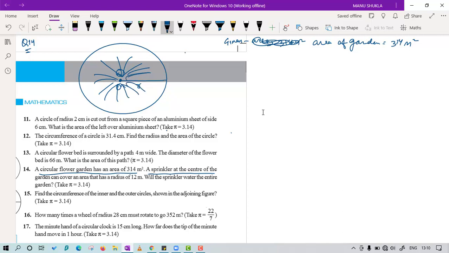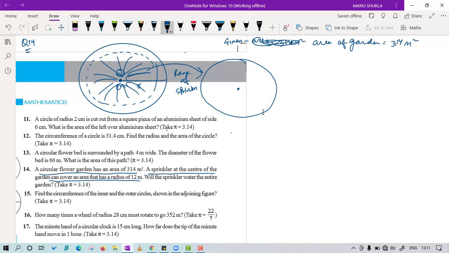So you must have seen sprinklers in many places in the parks. A sprinkler at the center can cover an area that has a radius of 12 meter. Okay, the range of the sprinkler water they are saying is how much? So you can say this sprinkler is also making a circle. This is like the range of the sprinkler. We know if we keep the sprinkler at this point, it will cover a radius of 12 meter. A mistake.